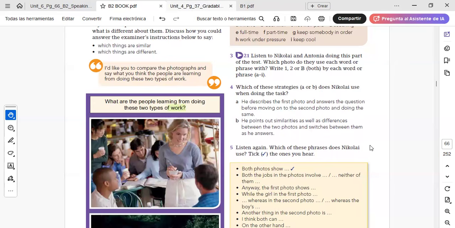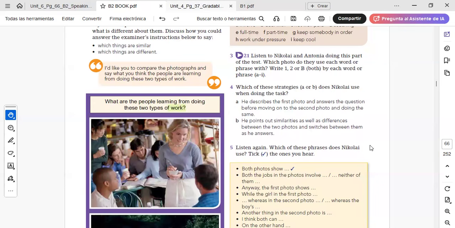Well, okay. So, firstly, I can say that both photos show young people, perhaps teenagers, working. Both the jobs in the photos involve working in situations where they need good skills in dealing with people in the correct way. I'm sure neither of them is very well paid. Anyway, the first photo shows a girl serving young people in a restaurant, whereas in the second photo, a boy is working with children and coaching them to play football. The girl's job may be full-time, whereas the boy's is probably part-time.